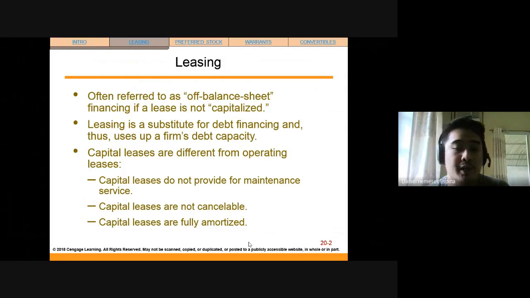Third, capital leases are fully amortized. So fully amortized, meaning the value of the property, okay? The cost is, if you add all your rentals, somehow it already shoulders the entire acquisition cost of the property. So it's as if you are the owner of that property.